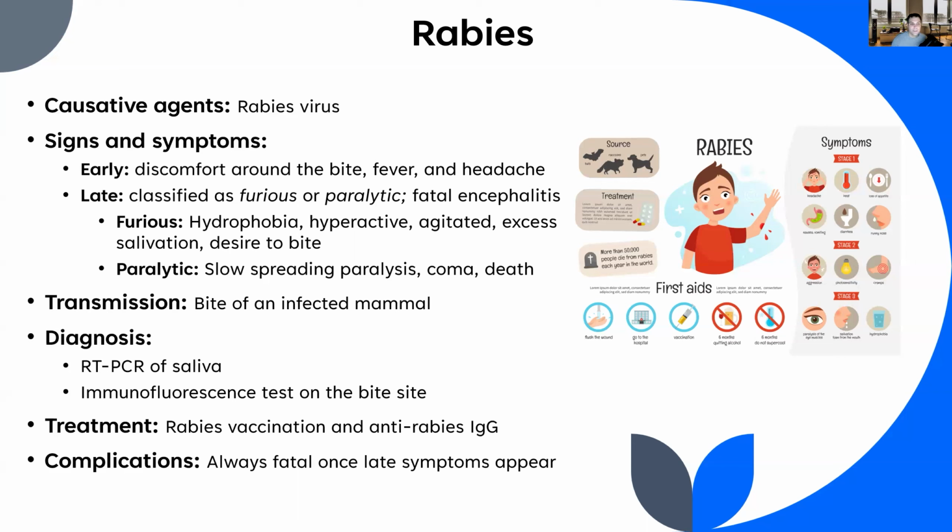So, diagnosis: RT-PCR of the saliva from the bite wound or of the patient. Immunofluorescence tests on the bite site can also give some indication. Usually, they want the animal itself so they can test it. The animal will have to be killed in order for that to happen. But in many cases, there is no animal to test. So if they believe that you've been infected, you're going to go get the rabies vaccine and anti-rabies IgG. It's a series of shots.